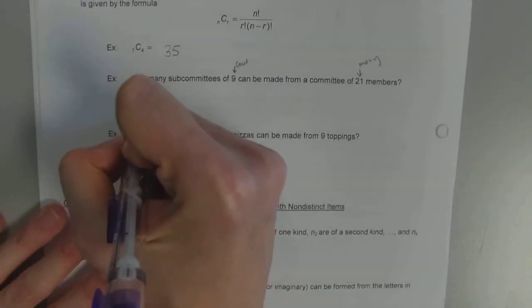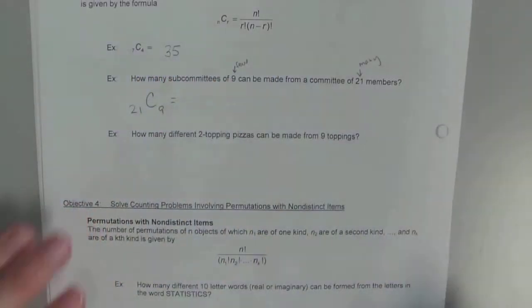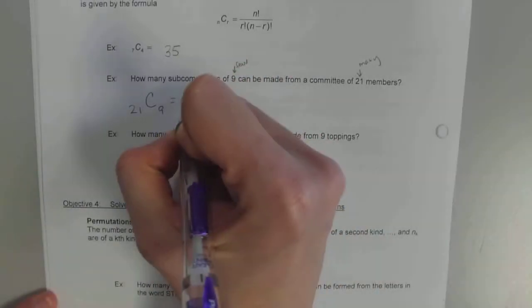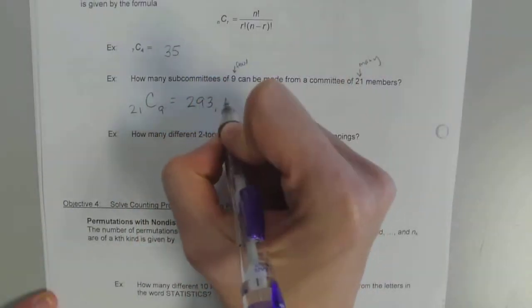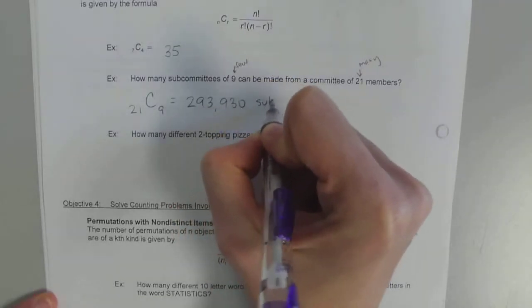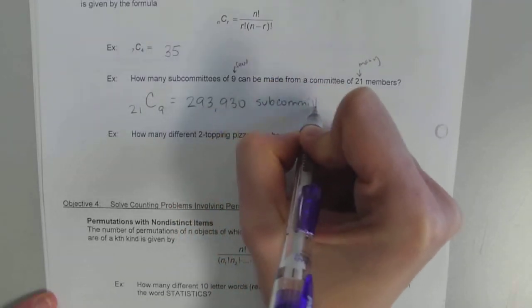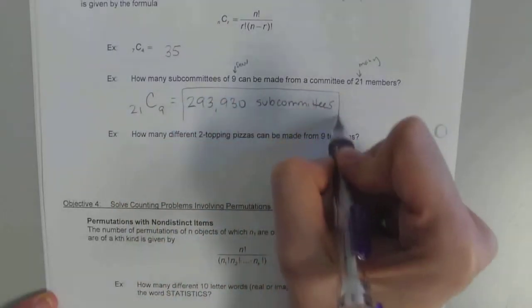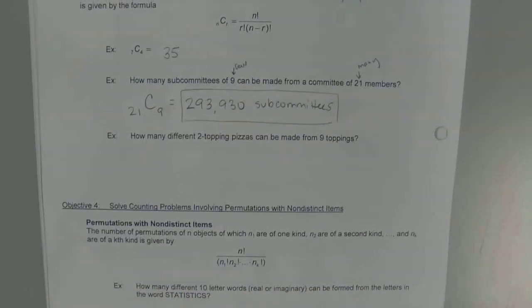So this is just 21 combo 9. Okay? How many ways can I just pick 9 people out of 21? Still blows my mind how many you can do. Guys, if you put this in your calculator, you get 293,930 subcommittees. So we have 22 people in this class. So if I did 22 choose 9, we'd even have more subcommittees of just picking 9 of you. So just how many ways can you pick 9 people from 21? Nearly 300,000 ways you can do that.